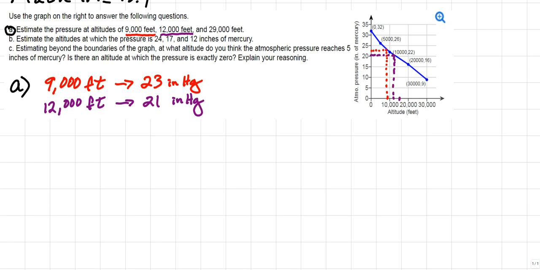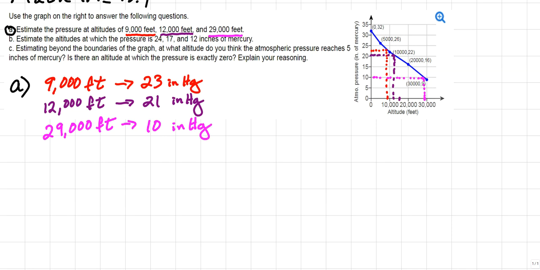And then finally we're going to look at 29,000 feet. So where's 29,000 feet on the graph? It's right about here. We draw our vertical line straight up to the graph, and then we come straight over here, and we're going to estimate that to be roughly 10 inches of mercury. So 29,000 feet will correspond to a pressure of 10 inches of mercury.